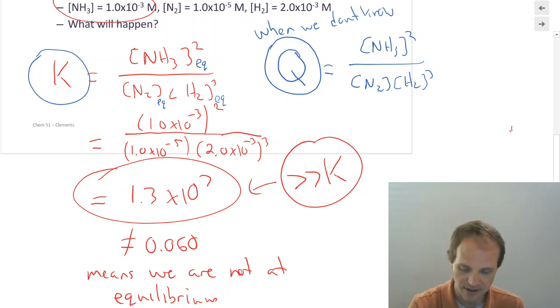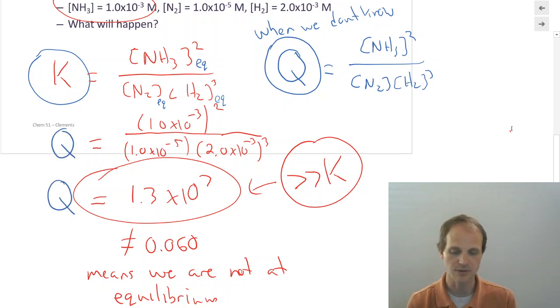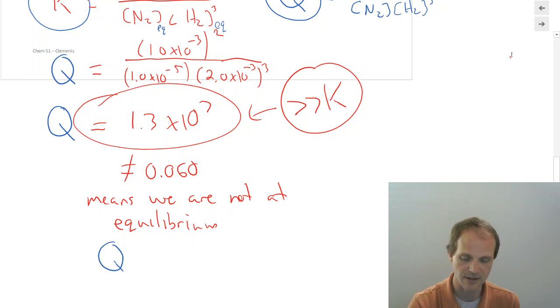So what we actually calculated here is that Q is equal to 1.3 times 10 to the seventh, because nobody told us that we were at equilibrium. They didn't say these were equilibrium values. They said they were initial values. So this Q is now much, much greater than our K. So I can write it this way, that Q is much, much greater than K.